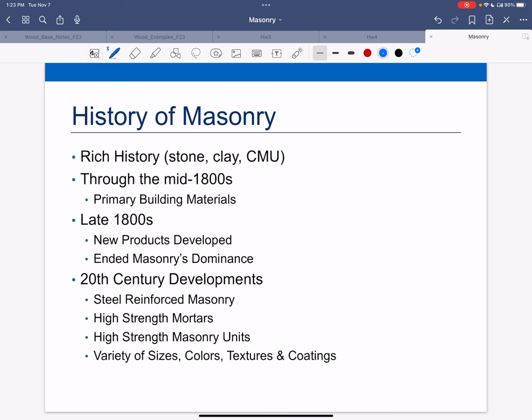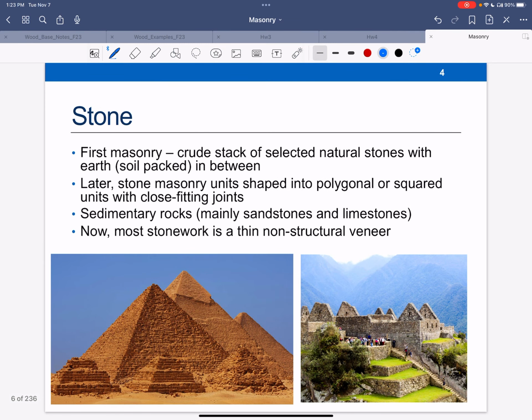High strength mortars, higher strength masonry units, and then we could see a lot of different sizes, colors, textures, and also have coatings on the material. So we've continued to develop from the days of Stonehenge up until present.